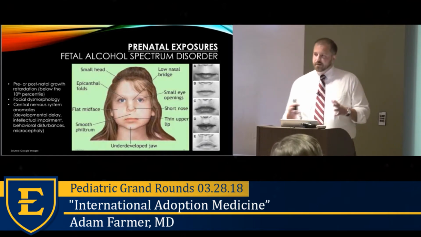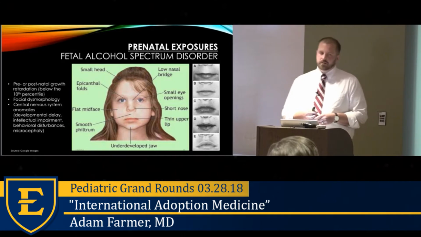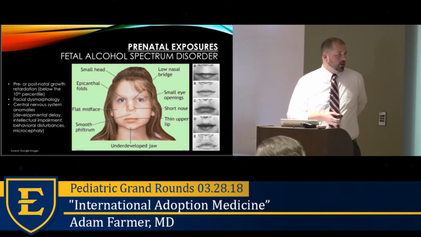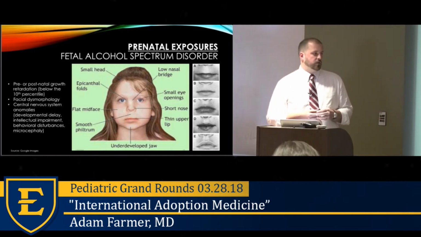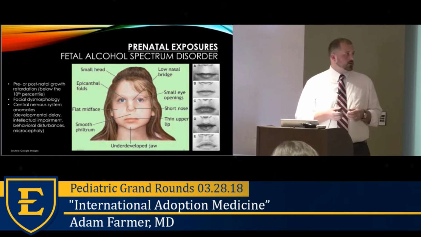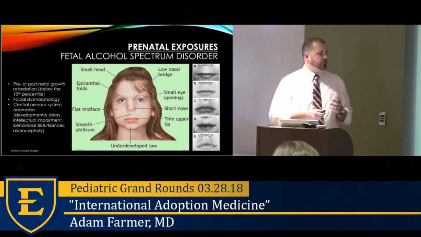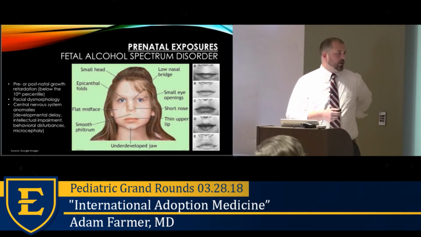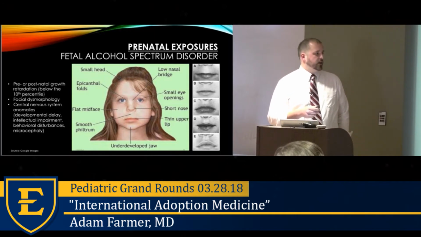So we talk a little bit now about some of the prenatal exposures you can expect to see. One of the most common things that we see in internationally adopted children, primarily from countries of Eastern European origin, is fetal alcohol spectrum disorder. There is a characteristic facies that we can notice when we see these children. They may also have developmental delays, intellectual impairment, and things like that.